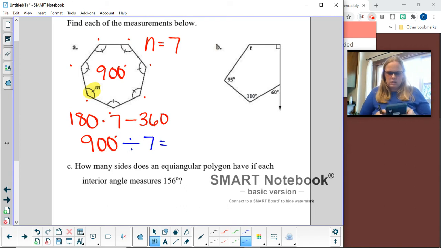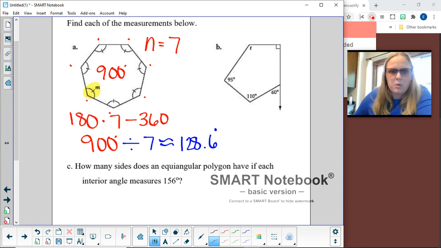Okay, so calculator again, 900 divided by 7. Ugh, that doesn't give me a perfect number. So I'm going to make the approximate symbol, and it comes out to approximately 128.6 degrees. So that means corner M here, or all of these corners, in fact, are each 128.6 degrees.